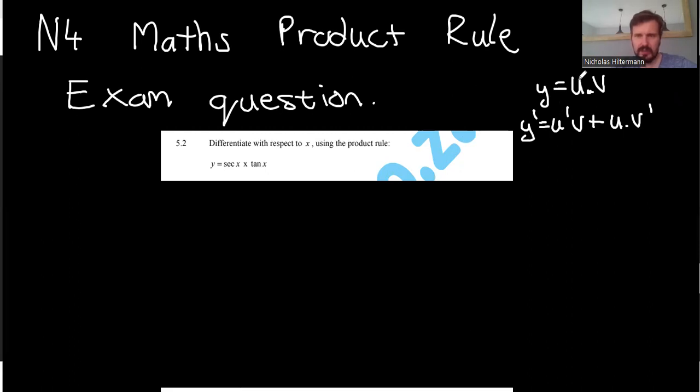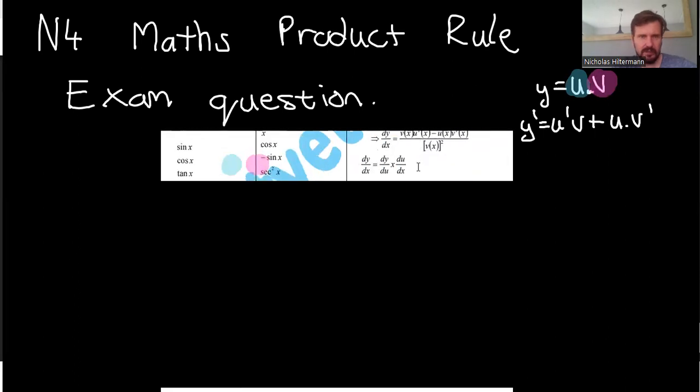So the blue is the u, so sec x is the u, and we'll make this tan x the v. So what you do is you find the derivative of sec x. Well, to find the derivative of sec x, we have to actually go down to the bottom. So the derivative of sec x is sec x tan x.